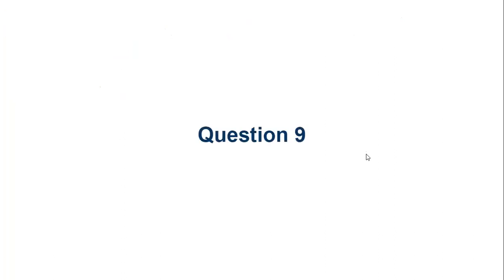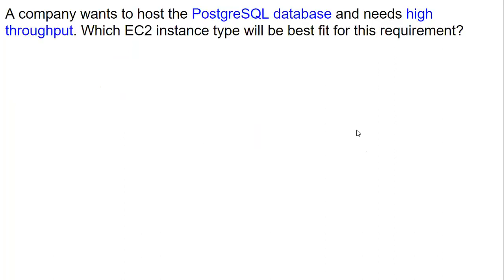Let's move on to the next question, which is question 9. A company wants to host the PostgreSQL database and needs high throughput. So these are the two keywords, PostgreSQL database and high throughput. Whenever there is such requirement where you want to have high throughput and you want to host a database, then the answer will be storage optimized, because for high throughput you need storage optimized EC2 instance type.